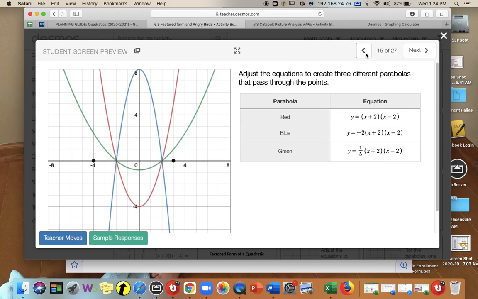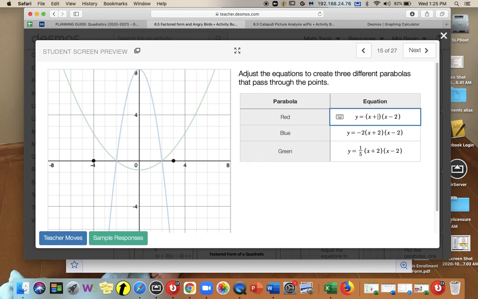Okay, so it says adjust the equation to create 3 different parabolas that pass through the points. So we can adjust these. We want them to pass through negative 4 and 4. Okay, so we want to know what would make a negative 4 0? It'd be a positive 4. So I'm going to change that to positive 4, and I'm going to change this to a negative 4. Oh, I'm sorry, it's not a 4, it's a 3. Okay, positive 3, so it should be a negative 3. Oh, now my right graph goes through the points.